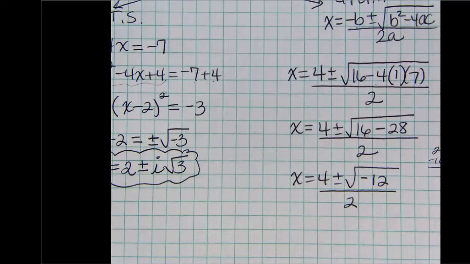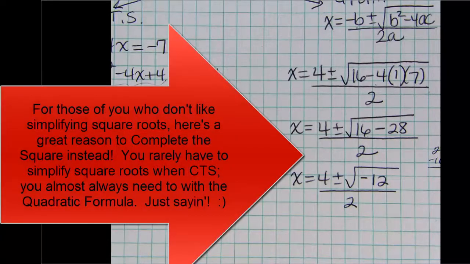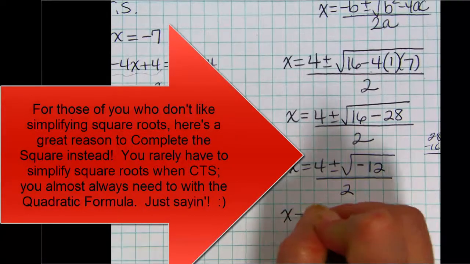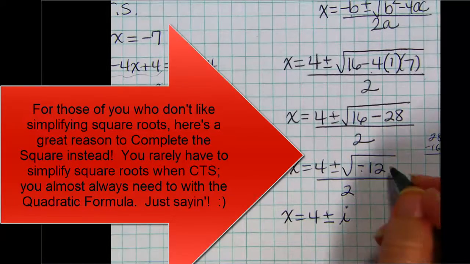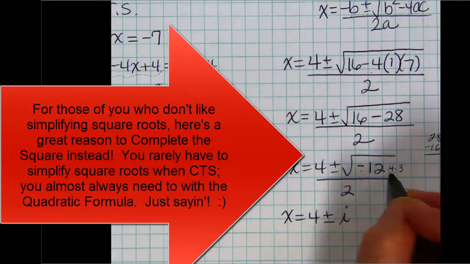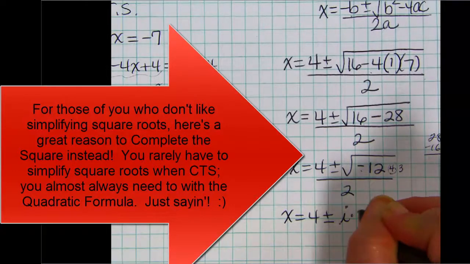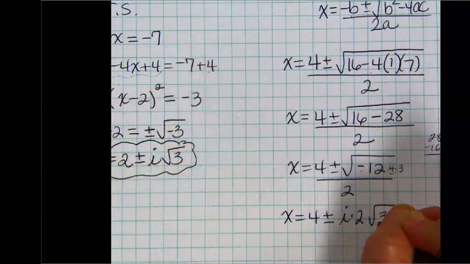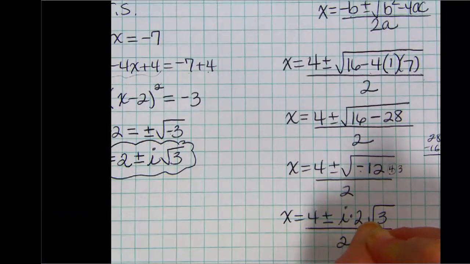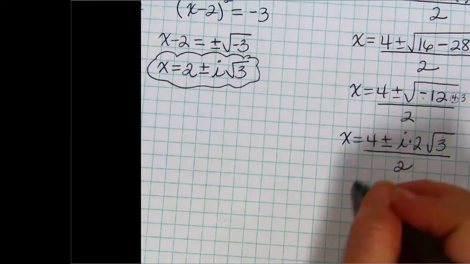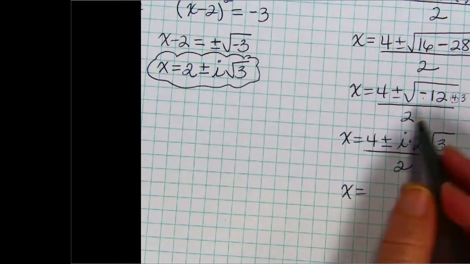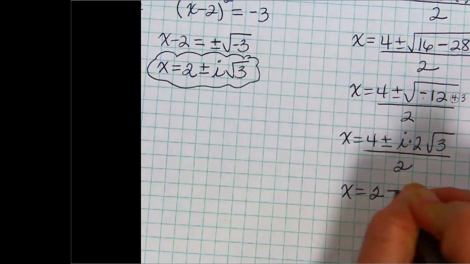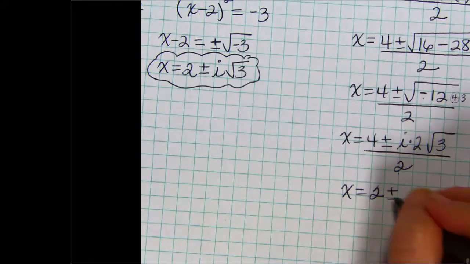Now I need to simplify that square root. Well, right away I'm going to pull that negative out as i, and then 12 is 4 times 3. 4 is a perfect square. The square root of 4 is 2. So I have i times 2, or 2i, times the square root of 3, all over 2. You need to divide 2 into all coefficient parts. 4 divided by 2 is 2. 2 divided by 2 is 1. So I have 2 plus or minus 1i root 3. Which is exactly what I got when I completed the square.